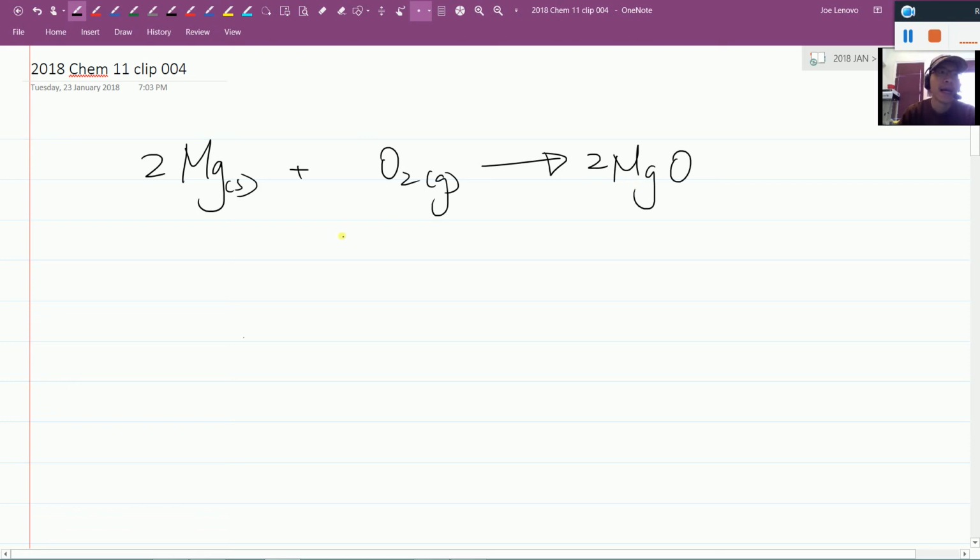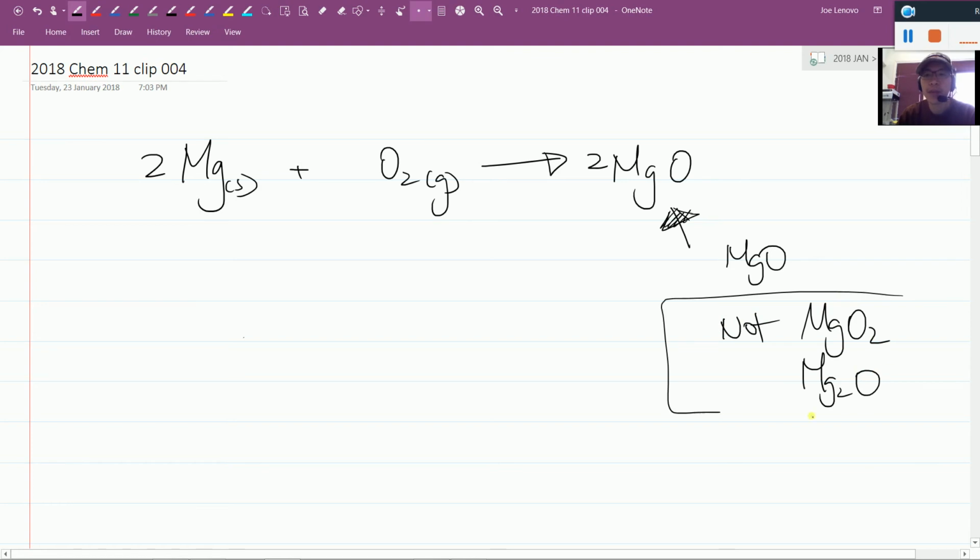And the question about this prac is, based on mathematics, why do we know that this in particular is the formula MgO, not MgO2 or even Mg2O? There are a lot of different combinations you can make between magnesium and oxygen, but why does it have to be MgO, not something else?